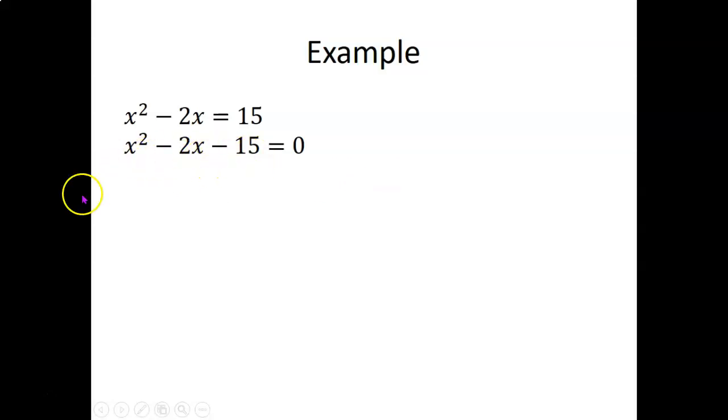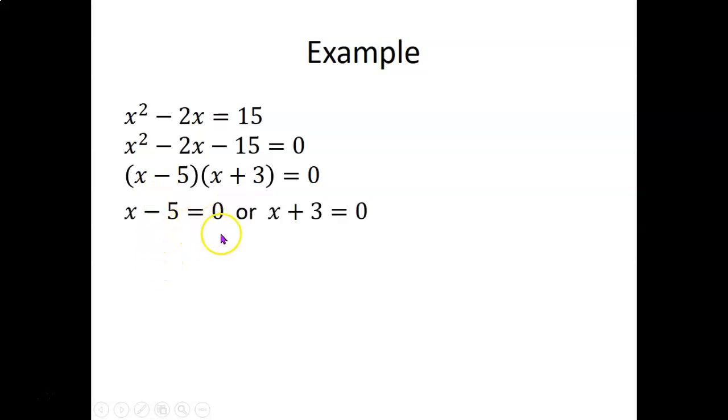Now I'm ready to factor this, and it factors into x minus 5 times x plus 3. So now we have x minus 5 times x plus 3 equals 0. Now we take advantage of the fact that the only way you can multiply two things together and come up with 0 is if one of the two things you are multiplying is 0. So for these two things together to multiply to equal 0, either the x minus 5 has to equal 0 or the x plus 3 has to equal 0. So that gives us our two dinky little equations that we have to go ahead and solve.